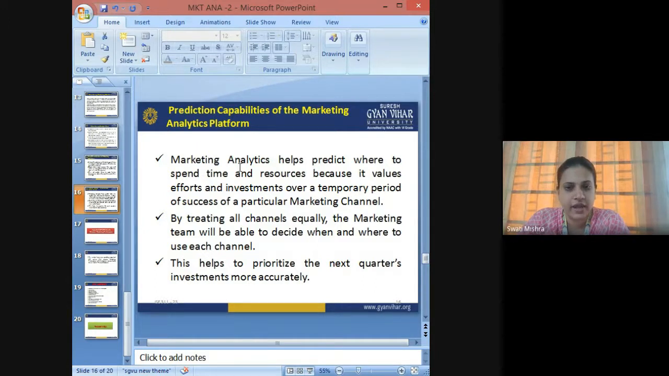And marketing analytics actually helps you to do that. And you can prioritize your investments more accurately so that you make your investments at the correct place and correct position. So this is the importance of the prediction capabilities of a marketing analytics platform.